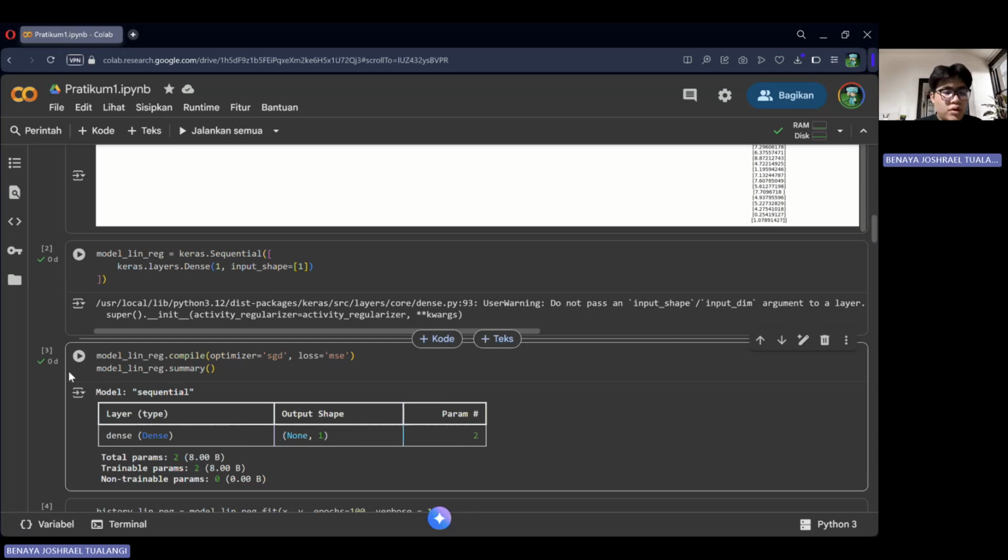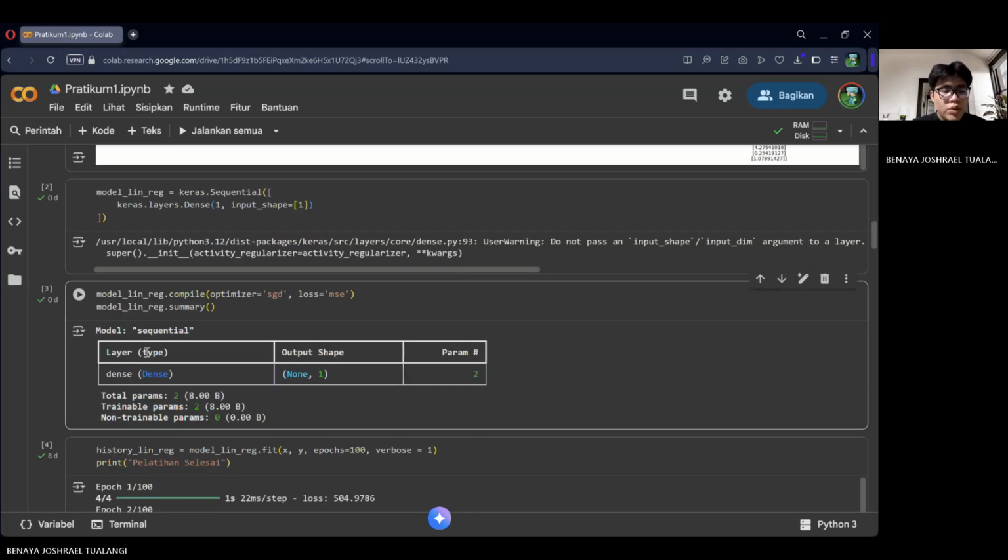Next, we compile the model, specifying the training parameters. We use the stochastic gradient descent, or SGD, optimizer and MSE, or mean squared error, as the loss function, which is the standard for regression tasks. The model summary confirms we only have two trainable parameters, the weight and the bias.